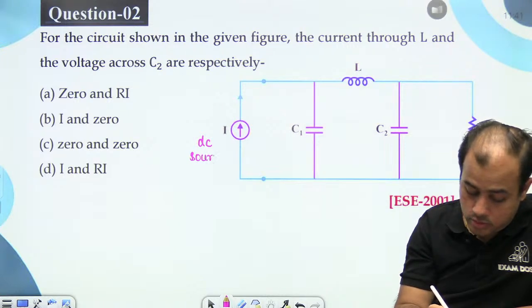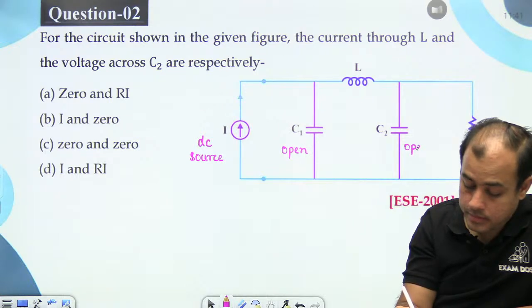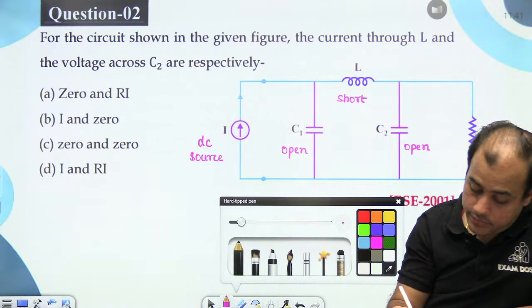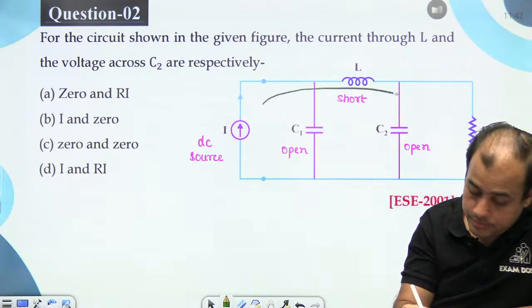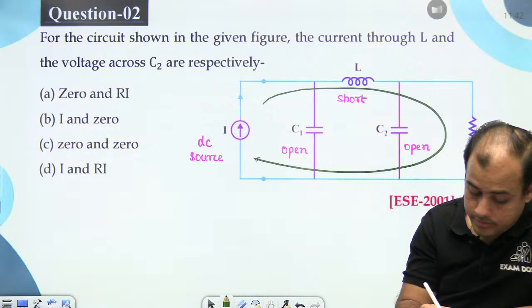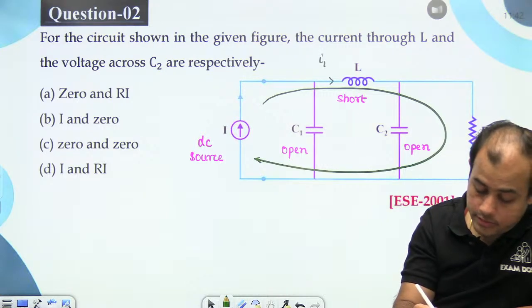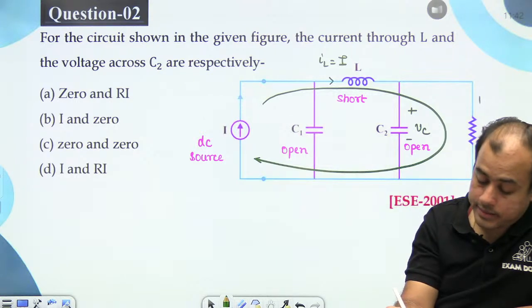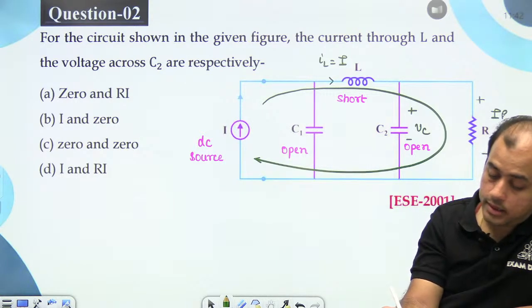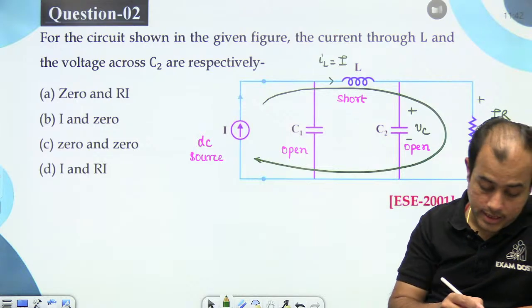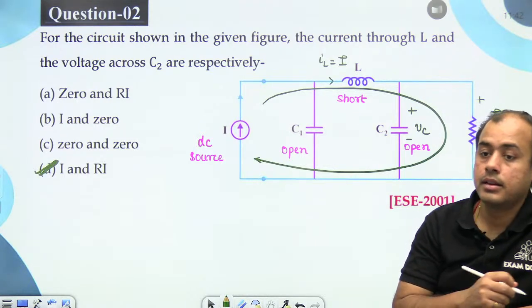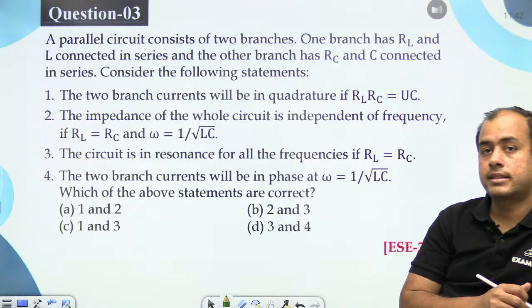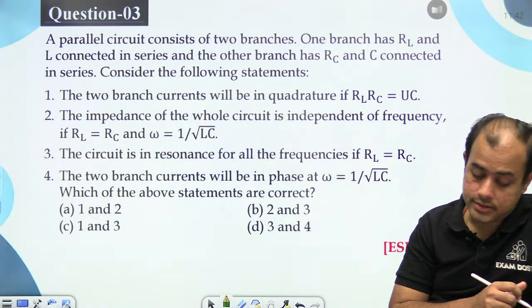So this is a DC source, so the capacitor is open and the inductor will be short. So my current will go like this. The inductor current will be equal to I and the capacitor voltage will be equal to IR. Capacitor voltage IR. D option.